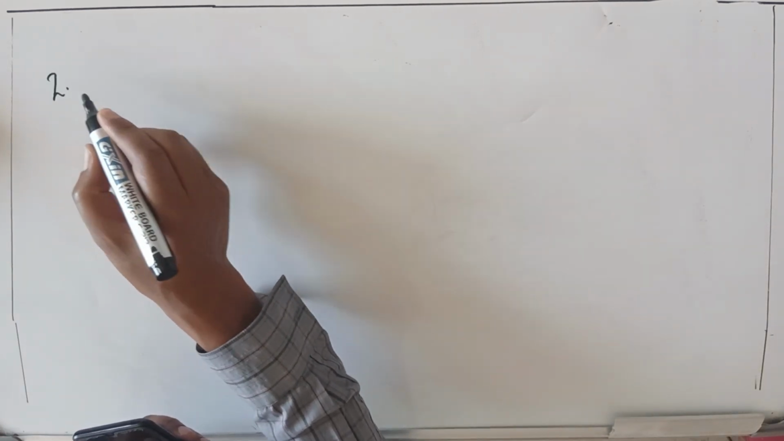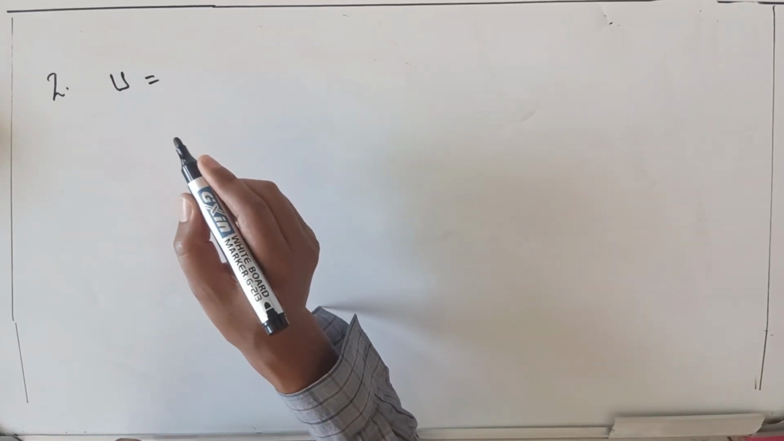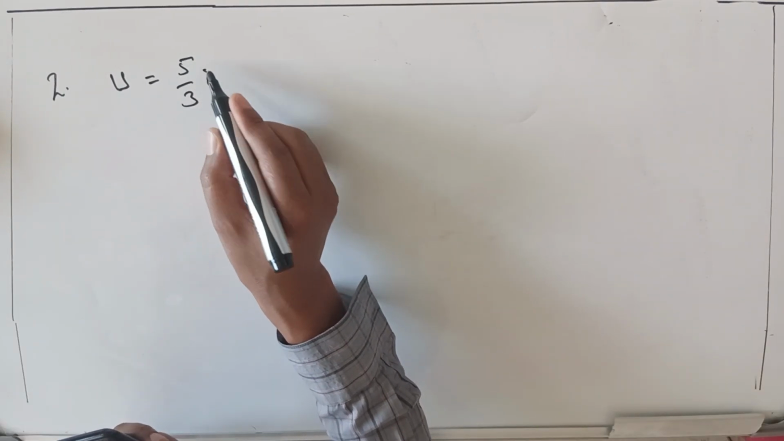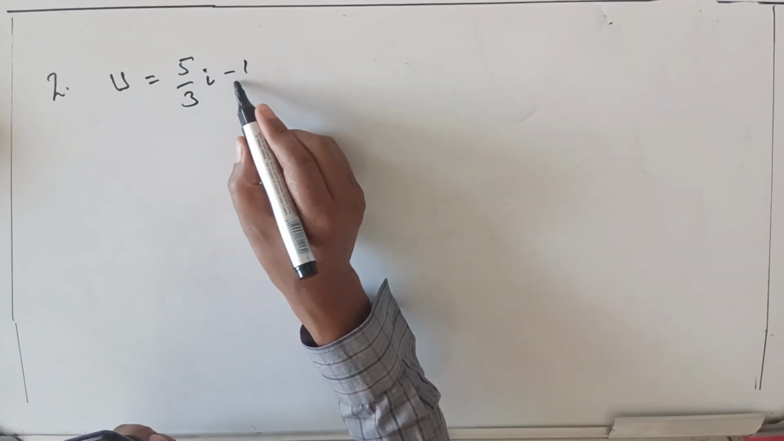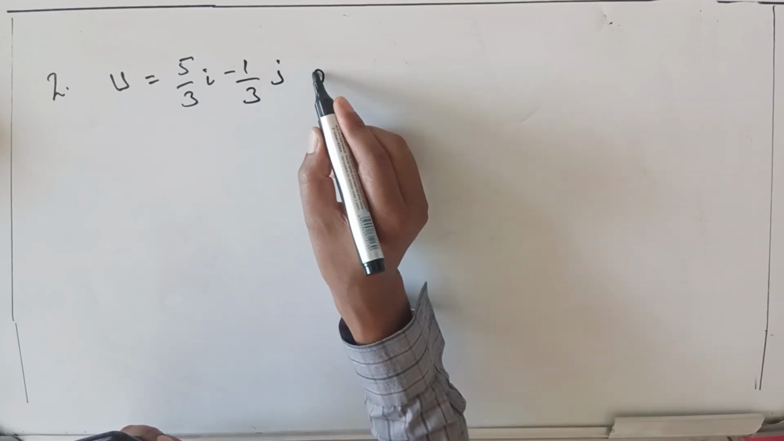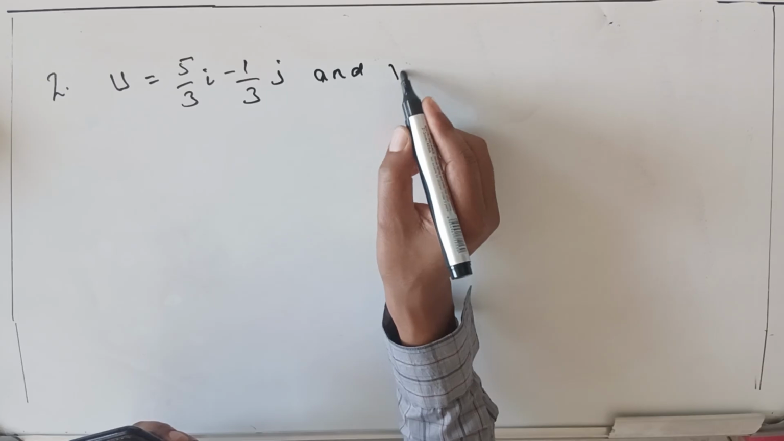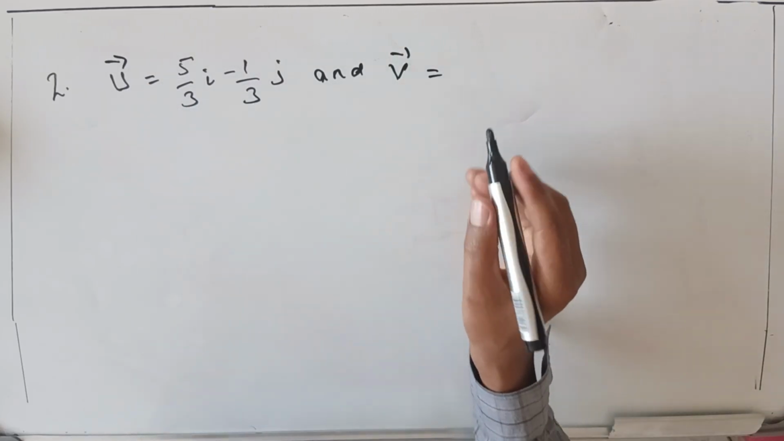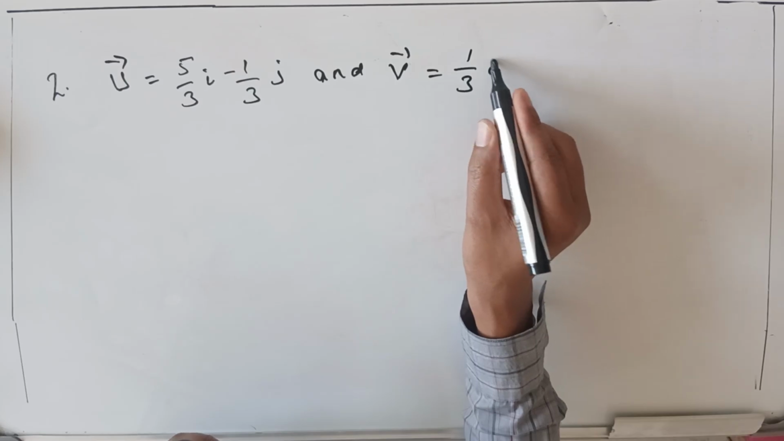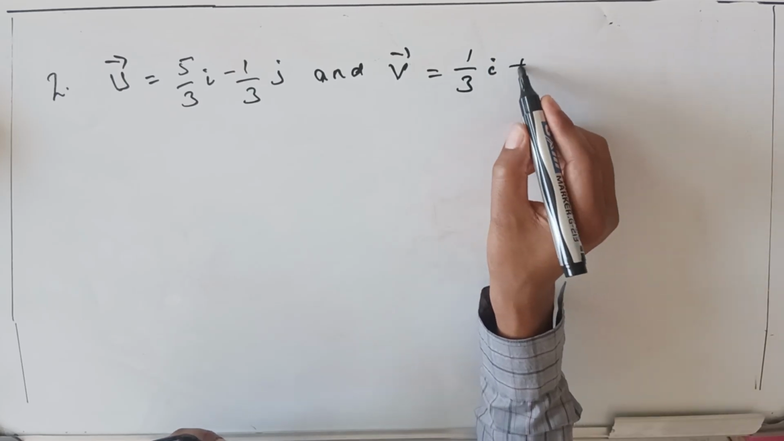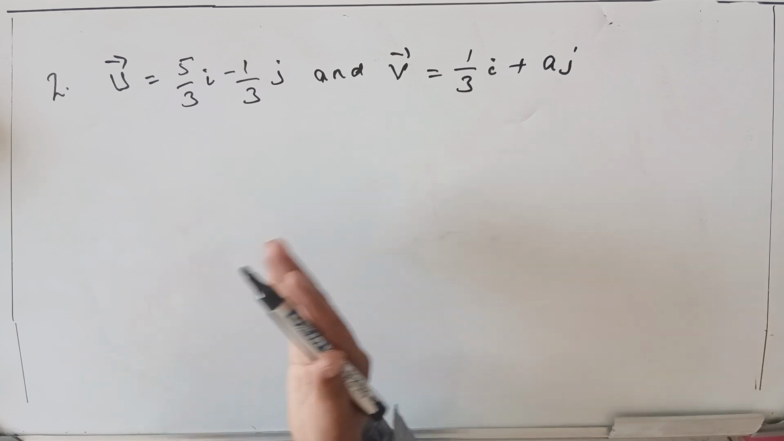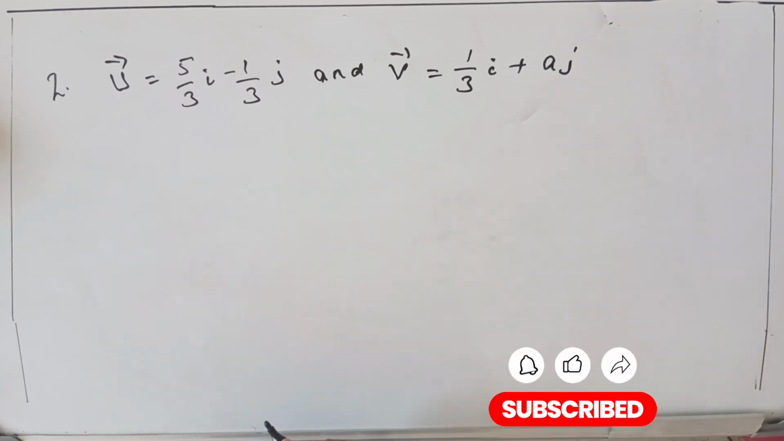Vector U is equal to 5/3 I minus 1/3 J and vector V is equal to 1/3 I plus A J, parallel to each other. What are the values of A that make these two vectors parallel to each other?